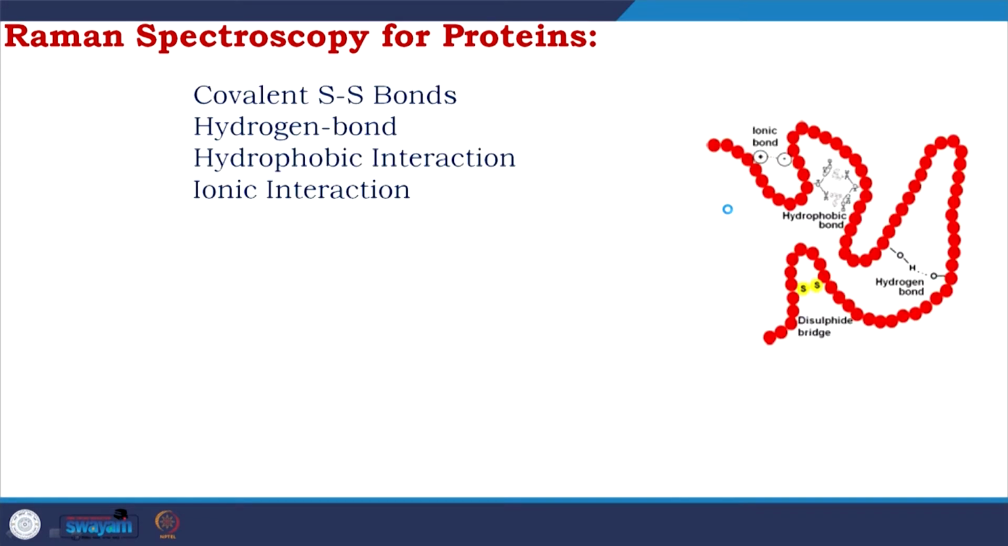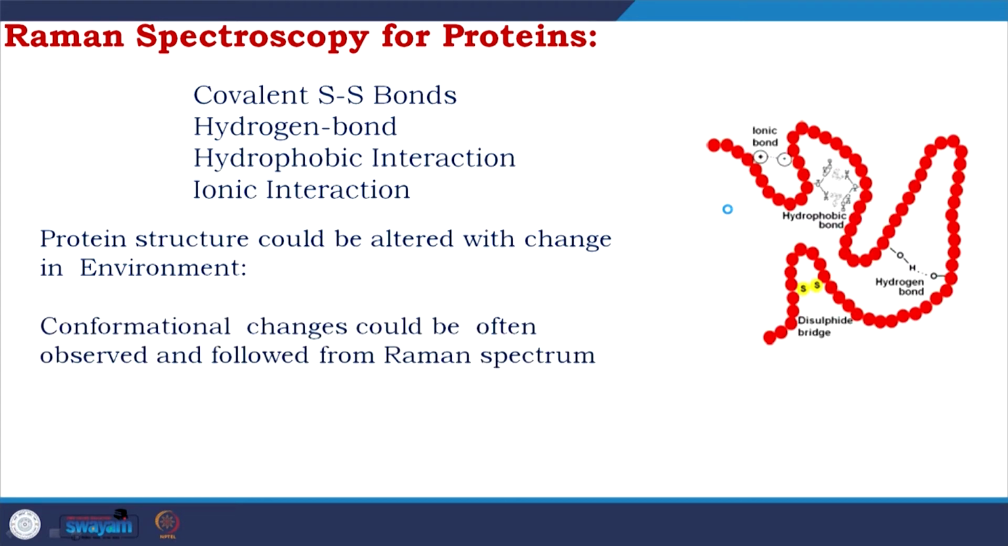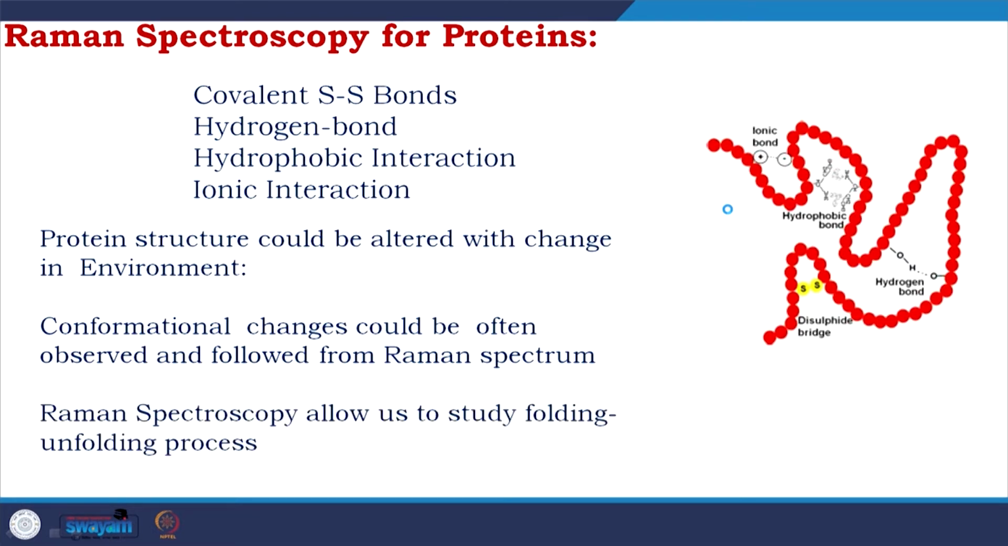So, covalent disulfide bond could be detected, hydrogen bond could be detected, hydrophobic interaction could be detected, ionic interaction could be detected. Protein structure could be altered with change in environment. The conformational change could often be observed and followed from Raman spectrum. Raman spectroscopy allows us to study folding and unfolding processes with more sensitivity. These experiments are now designed and planned further.